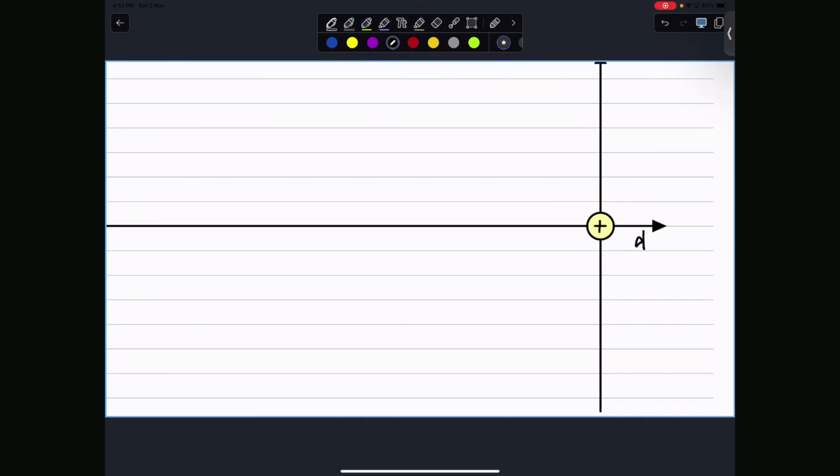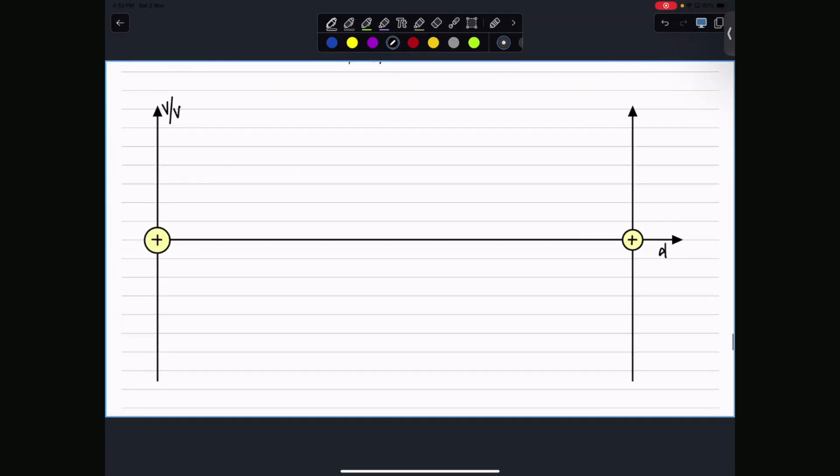U shape. There'll be but that's electric field strength, right? This is potential. Potential in null region to kichu nai. U shape.